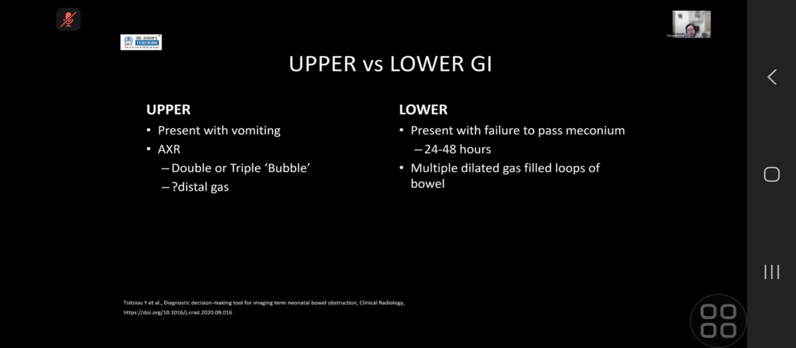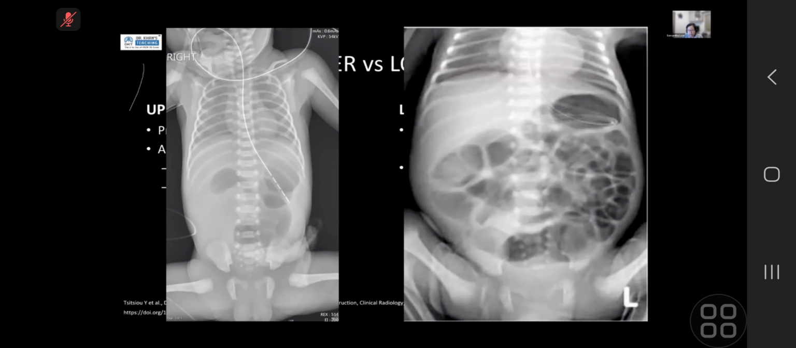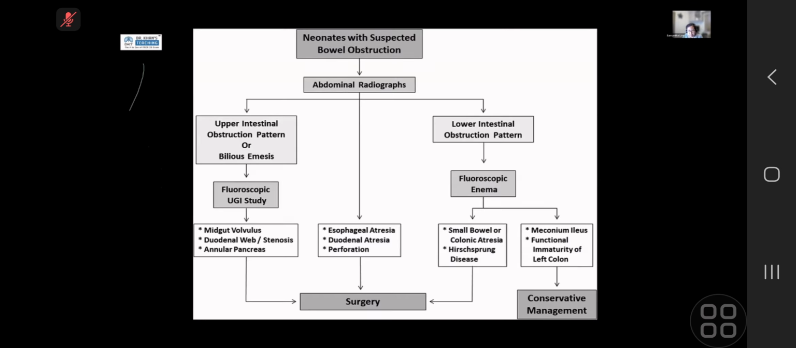And of course, in lower GI obstruction, you have failure to pass meconium because something's blocked. And often as you wait 24, 48 hours after, if there's a lower GI obstruction, you think there'll be multiple dilated gas-filled loops of bowel. So just an example of upper GI obstruction, where you can see just two or three really quite prominent gas-filled bowel loops, and you can think, is this some form of atresia? Would this be a duodenal atresia? And of course, that's the other one. You just get a lot of gas-filled bowel loops, and you're thinking that this is more of a lower GI obstruction. A little table of how we think about this.